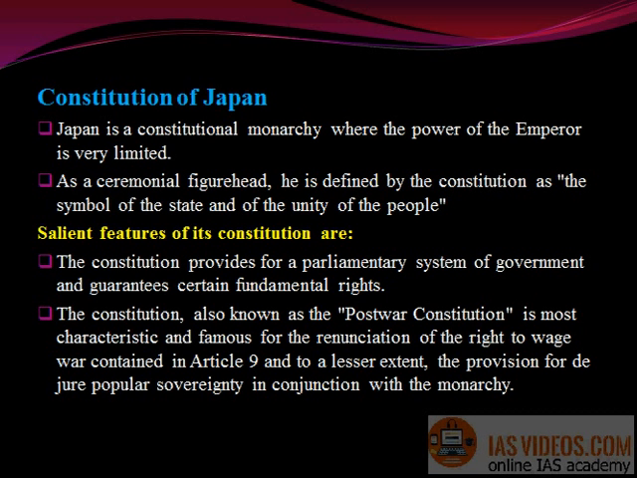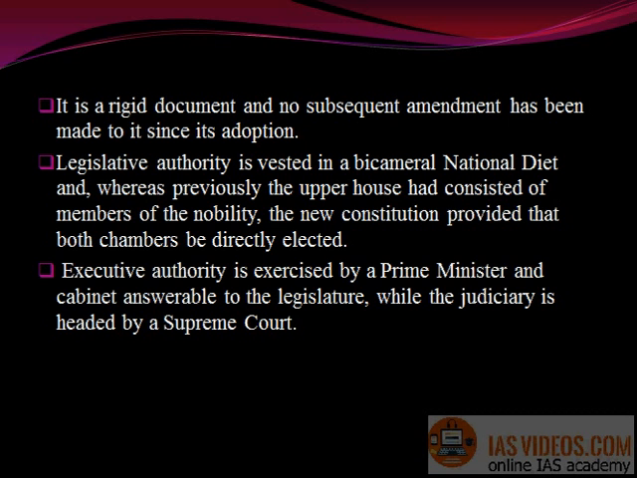The Constitution, also known as the post-war Constitution, is most characteristic and famous for the renunciation of the right to wage war contained in Article 9, and to a lesser extent, the provision for de jure popular sovereignty in conjunction with the monarchy. It is a rigid document and no subsequent amendment has been made to it since its adoption.